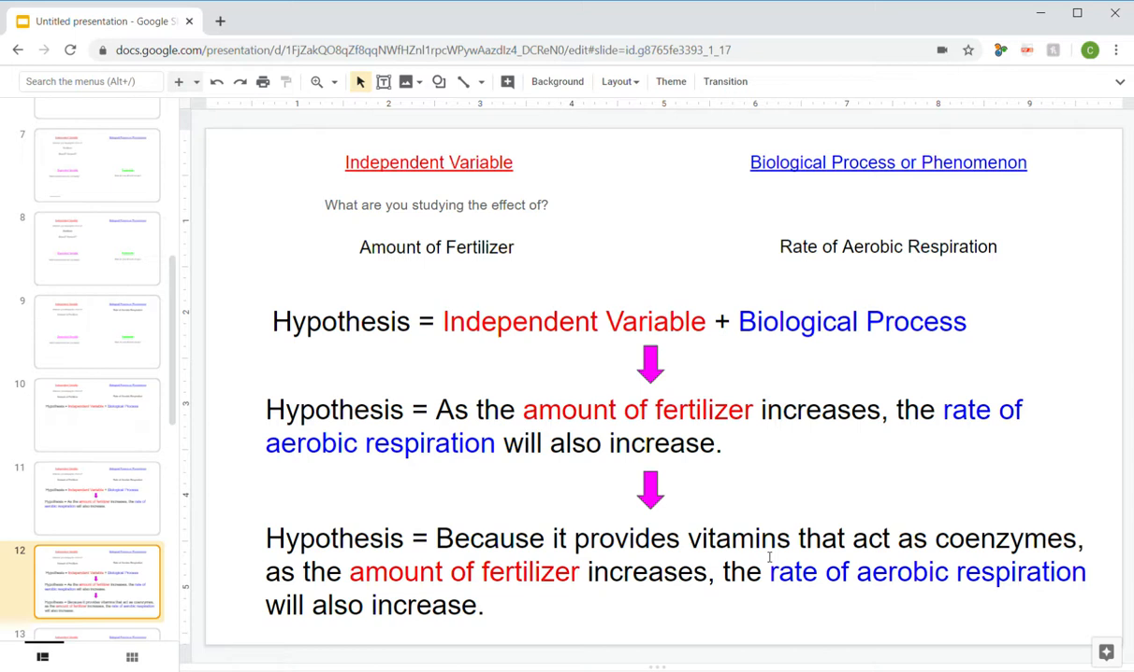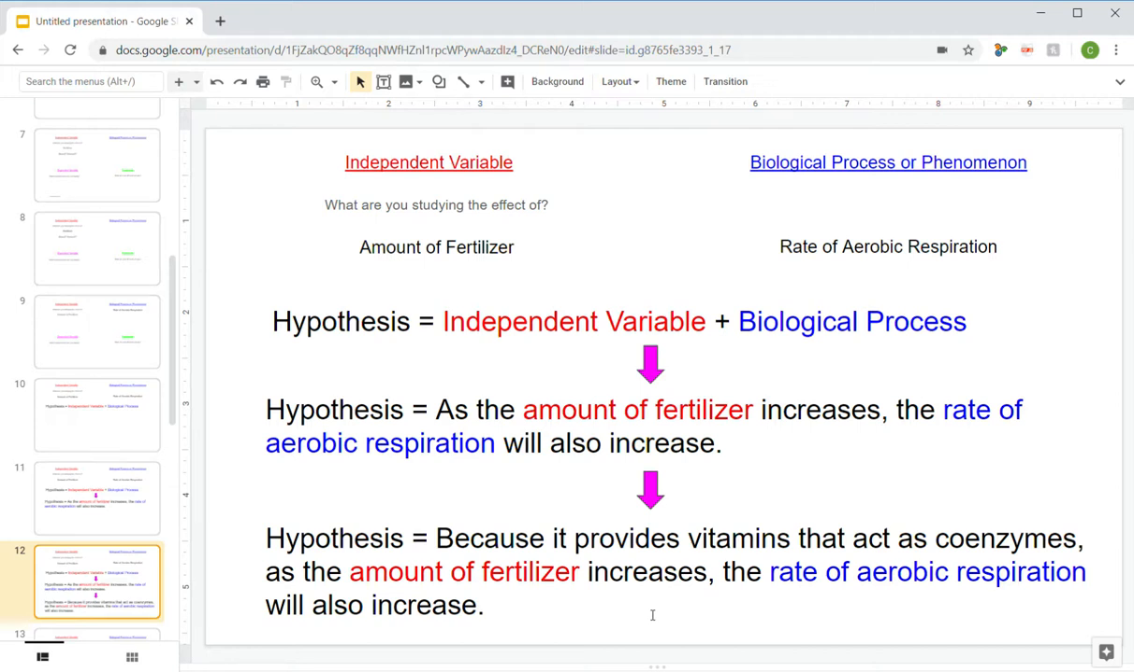One thing I do also want to point out is that notice that I didn't just say the amount of fertilizer will affect the rate of aerobic respiration. That is too vague. That is not specific enough for what you need to be doing. You need to DTR, okay? You need to define the relationship between the independent variable and the biological process.